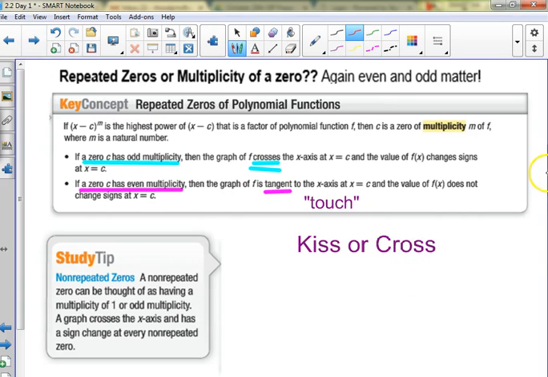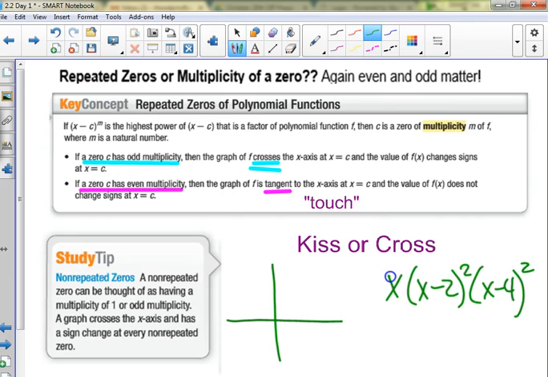Multiplicity of a zero. Does anybody remember this fun fact, that if you have an equation like this, it crosses at 0, but at 2 and at 4, because it's squared, it actually bounces off the x-axis, not crosses? Anybody remember that? Okay. I like to call it a bounce. It bounces off the x-axis. Some teachers will say it's either kiss or cross. It either just barely kisses the x-axis or it totally crosses. I usually say cross or bounce, okay? We don't want any sexual connotations, right?